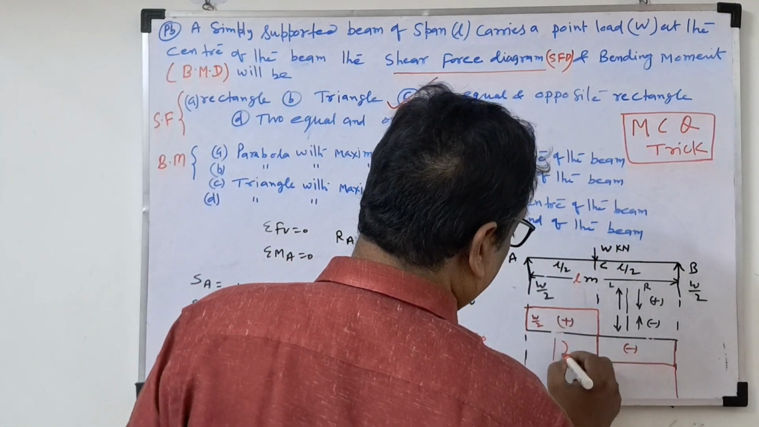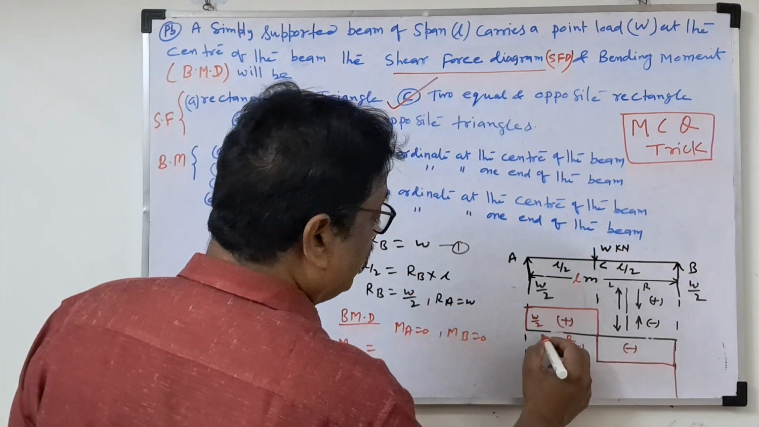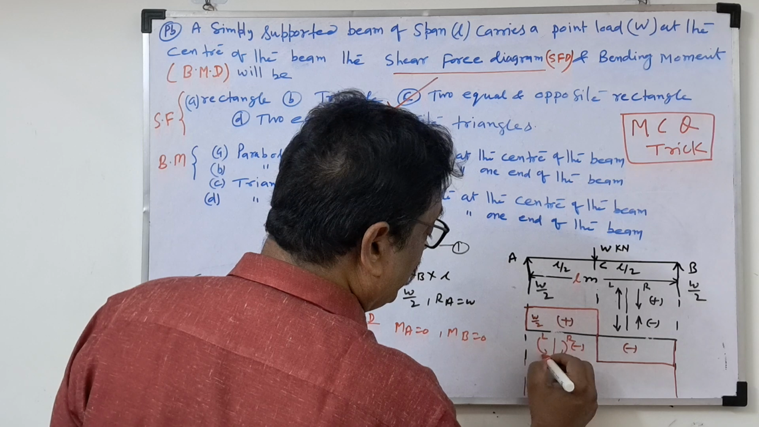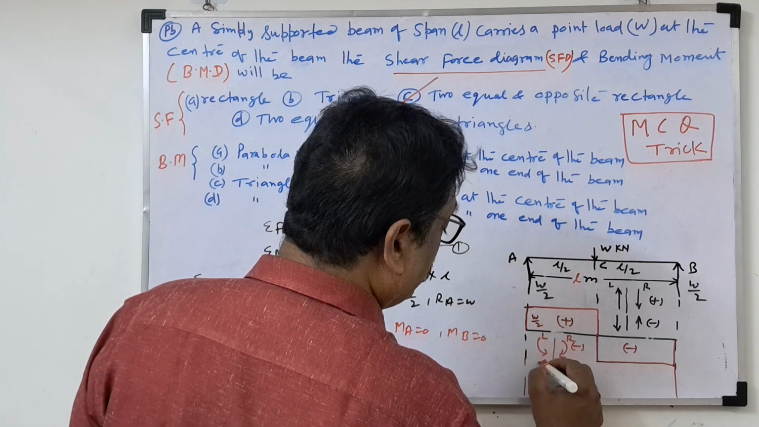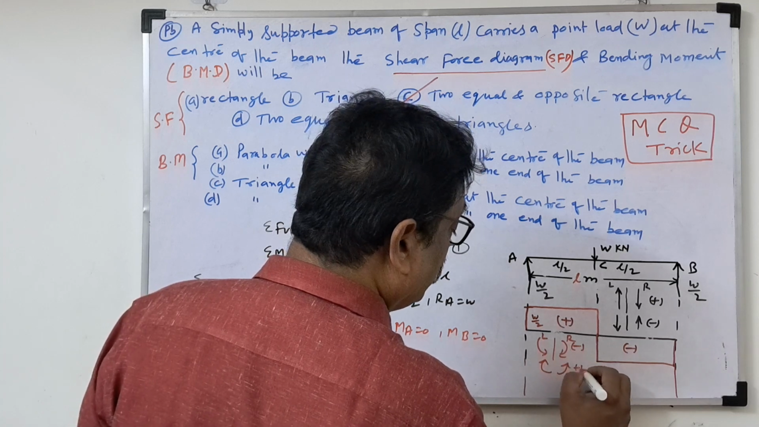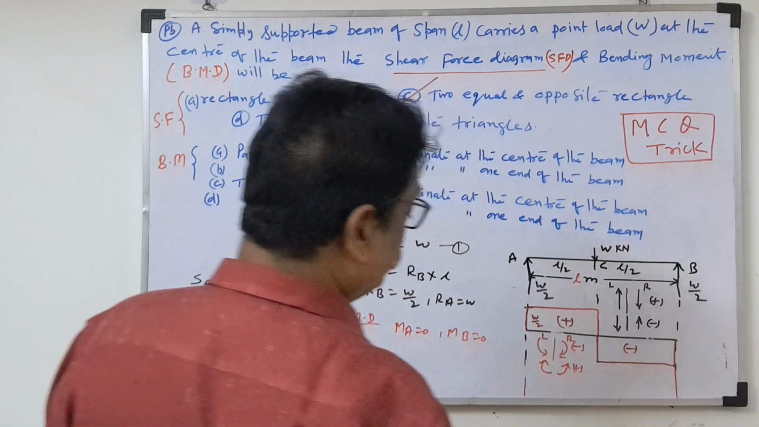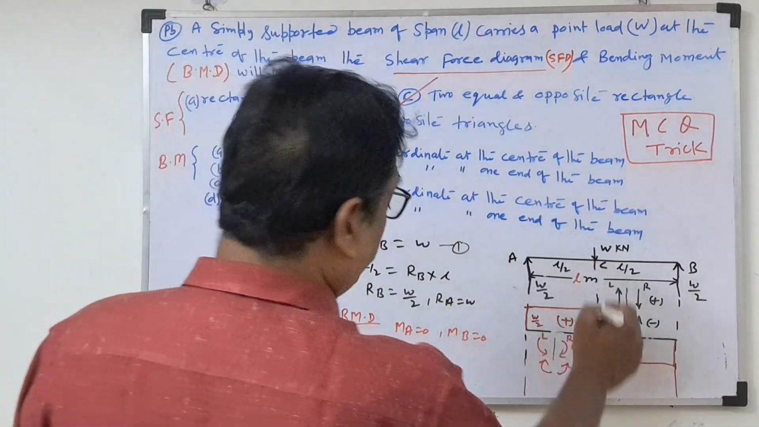Again I am writing. Clockwise is negative on the right side, and on the left side anti-clockwise will be negative. If you take the reverse, clockwise and anti-clockwise will be positive. This is the sign convention for this. So now for the bending moment diagram we will calculate MC.